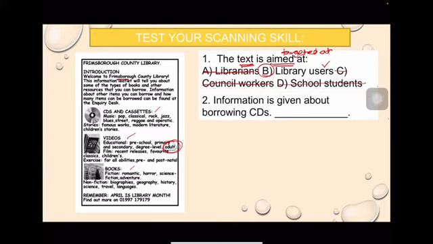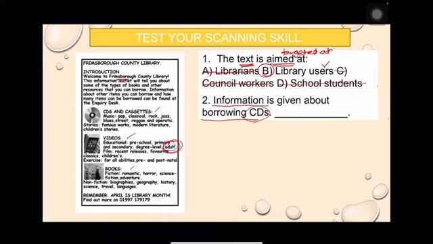Okay, now let's move on to question number 2. Information is given about borrowing CDs. Yes or no? Do you see the word CD? Do you see the word borrowing CD? And do you see the word information? Is it given?